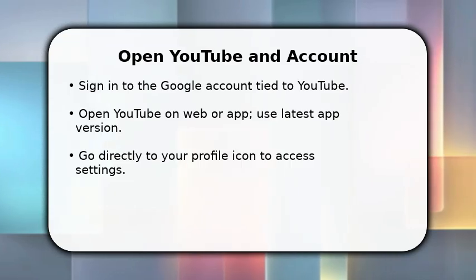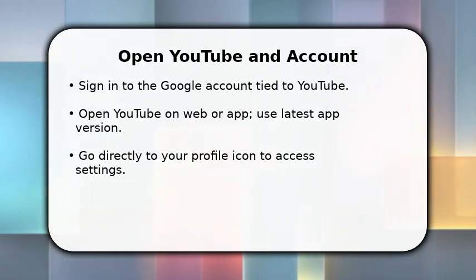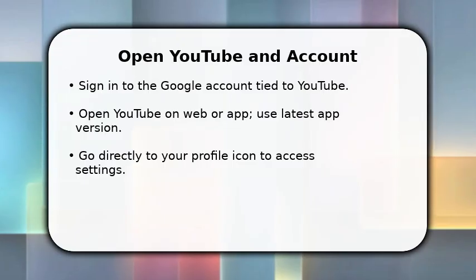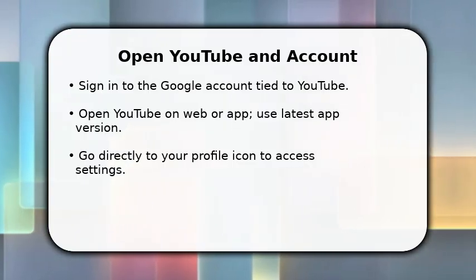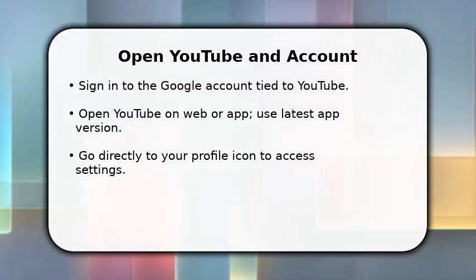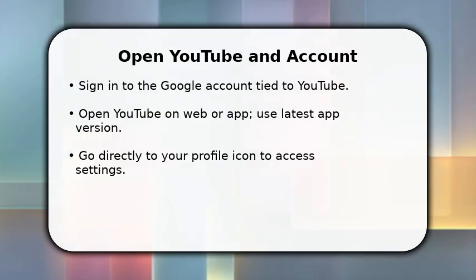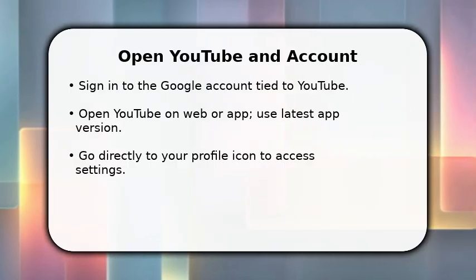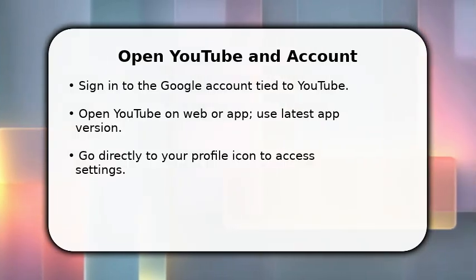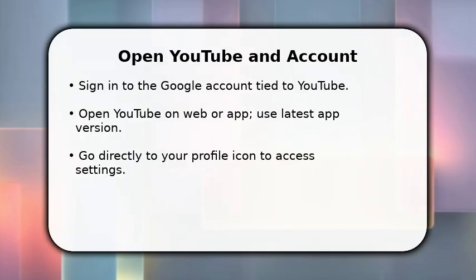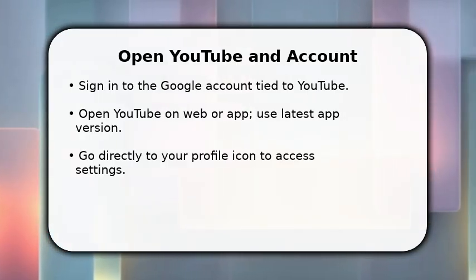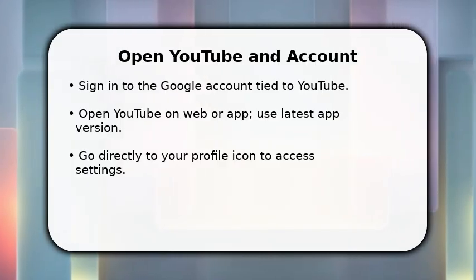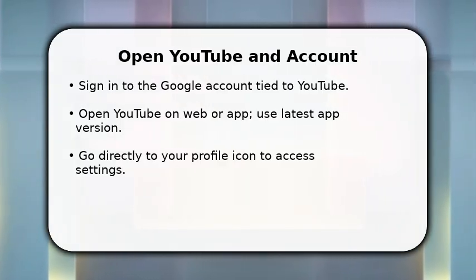Enjoy the video. You need to start signed into the exact Google account that stores the history, otherwise you won't find those searches. Once signed in, open YouTube on desktop or the mobile app. Tap or click your profile icon in the top right corner to reveal the menu. From there, select Your data in YouTube or Settings depending on platform. This first step gets you into YouTube's privacy and history controls, which is where search history is recorded and managed.